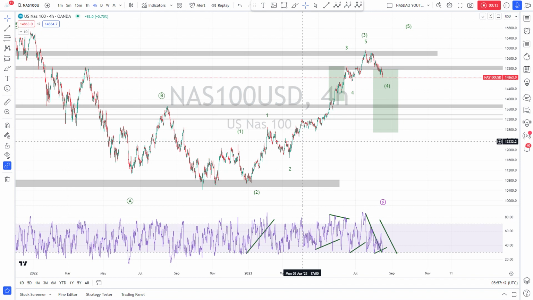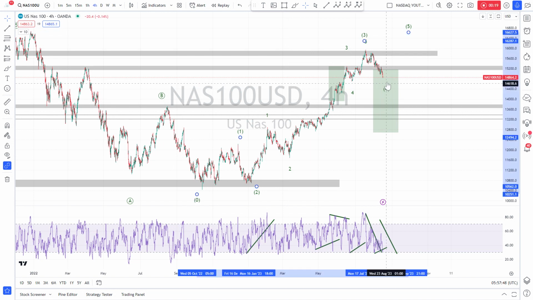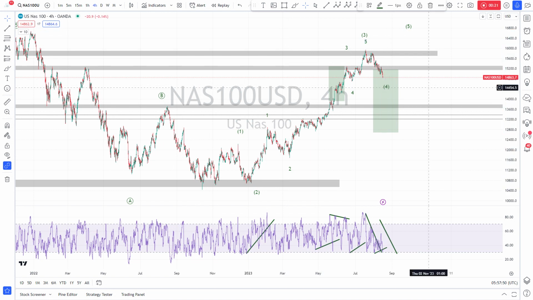So here we are looking at the 4-hour chart. I believe we are doing this wave 4 here in the higher time frame. So 1, 2, 3. Now this wave 4 and then a wave 5 should follow, as we will see on the 1 hour and the 15 minute. We are reaching the areas from where we can expect a reversal again to the upside.